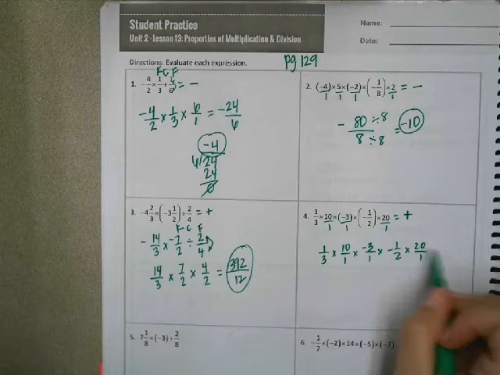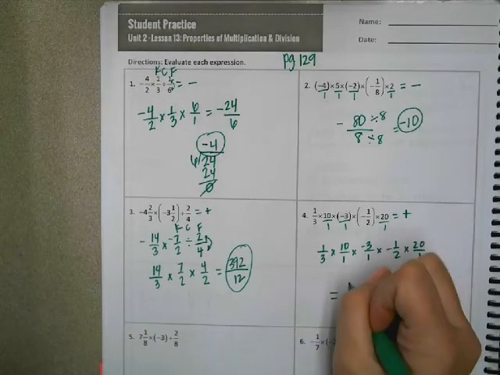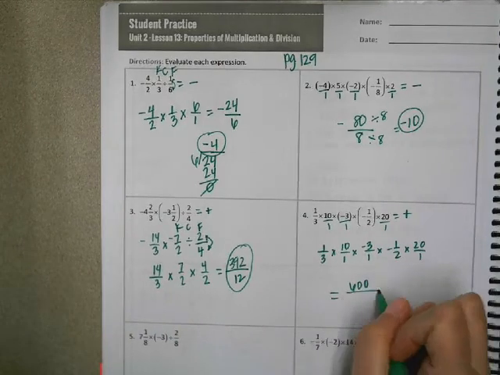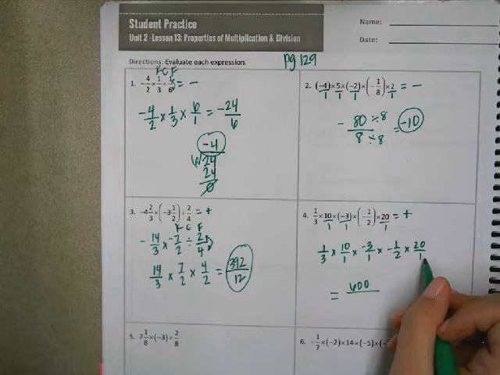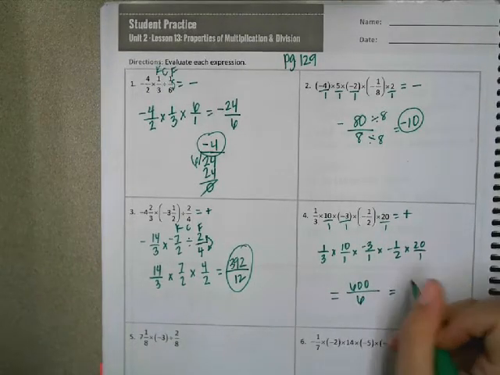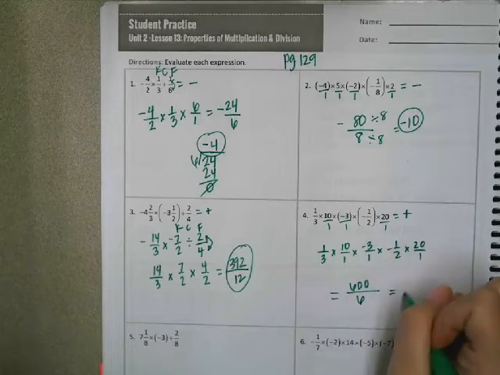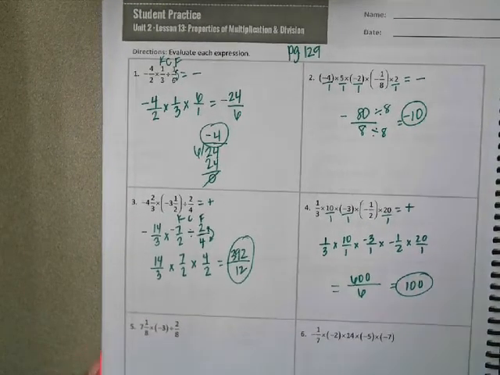So I'm going to multiply. The top is, let's see, 10 times 3 is 30, times 2 is 60, times 10 is 600, over 3 times 1 is 3, times 1 is 3, times 2 is 6, times 1 is 6. My answer is simplified. 6 goes into 600 100 times. The next one down here, number 5.